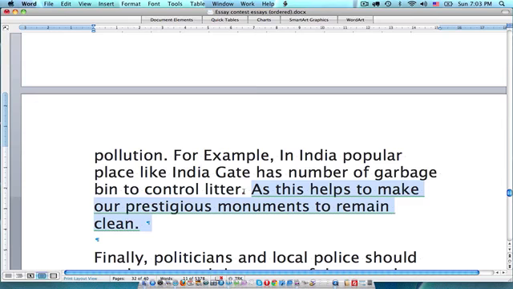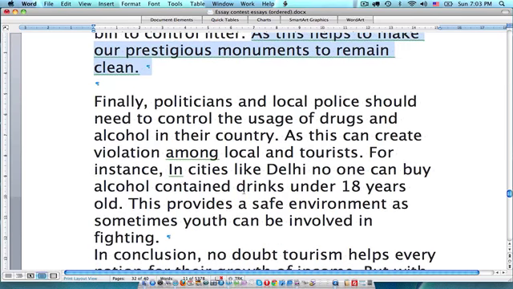Okay, now I've written here that there is an example here. Yeah, so this example, okay, for instance, in cities like Delhi, no one can buy alcohol-contained drinks under 18 years old. Yeah, so that's fine. The example is fine, but you want to show, so you shared the example that people who are under 18 years of age cannot buy alcoholic drinks. But the problem is that you haven't shown that this leads to a positive sort of tourism experience in Delhi. Do you see what I mean?